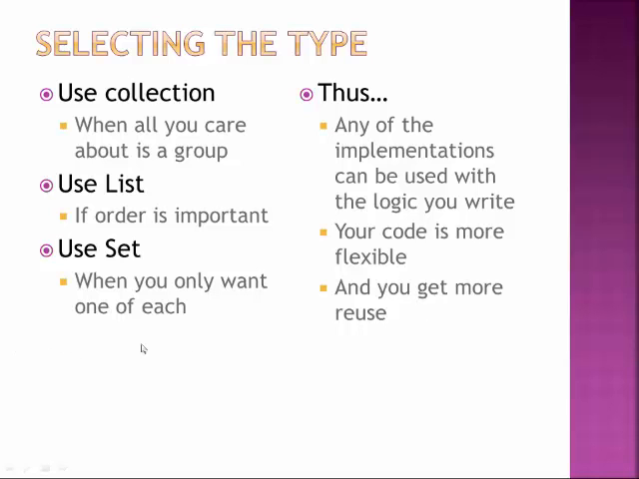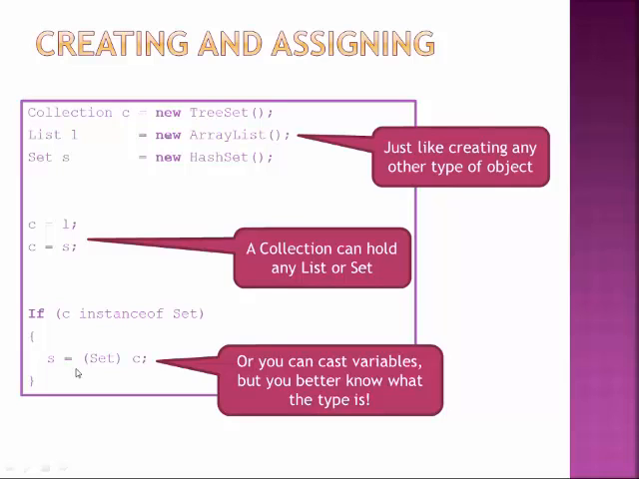Our code's more flexible and I get more reuse out of my code by using the highest level type I can get away with. So you can see I can make a collection C and assign it to a tree set. No trouble. As long as it's an instance of a list or a set, I can store it as a collection. I can make a list L, which is an array list. And this one right here is the one you'll probably use most of the time. And a set S is equal to a hash set.